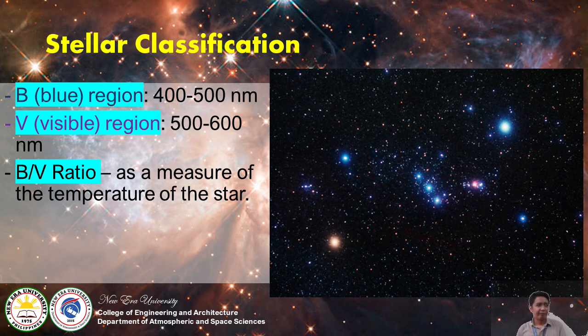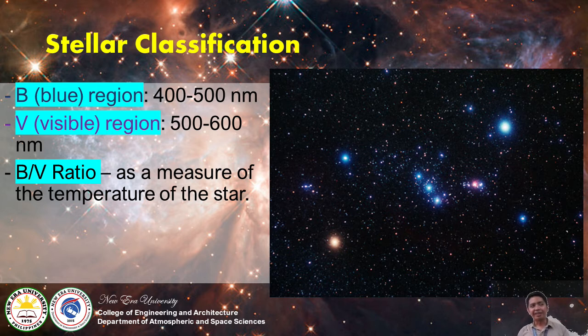Now, some of you might notice that when reading scientific articles regarding the brightness of the stars, you can see the B region, the V region. Okay, so what are the differences between the two? In the blue region or the B region, the astronomers classify this as the wavelength of the star at 400 to 500 nanometers. While in the visible or the V region, it is 500 to 600 nanometers.